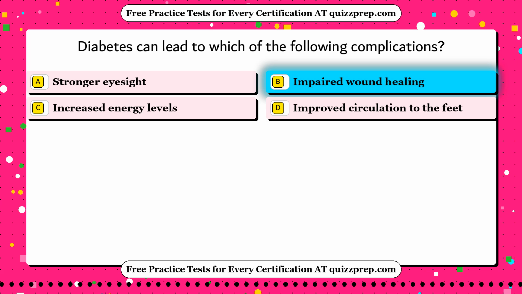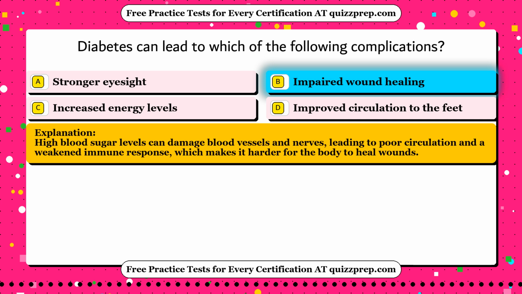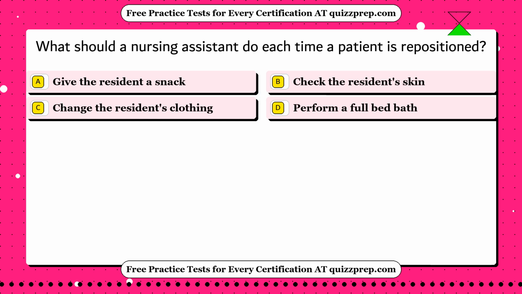The correct answer is option B, impaired wound healing. High blood sugar levels can damage blood vessels and nerves, leading to poor circulation and a weakened immune response, which makes it harder for the body to heal wounds. Question 40. What should a nursing assistant do each time a patient is repositioned?